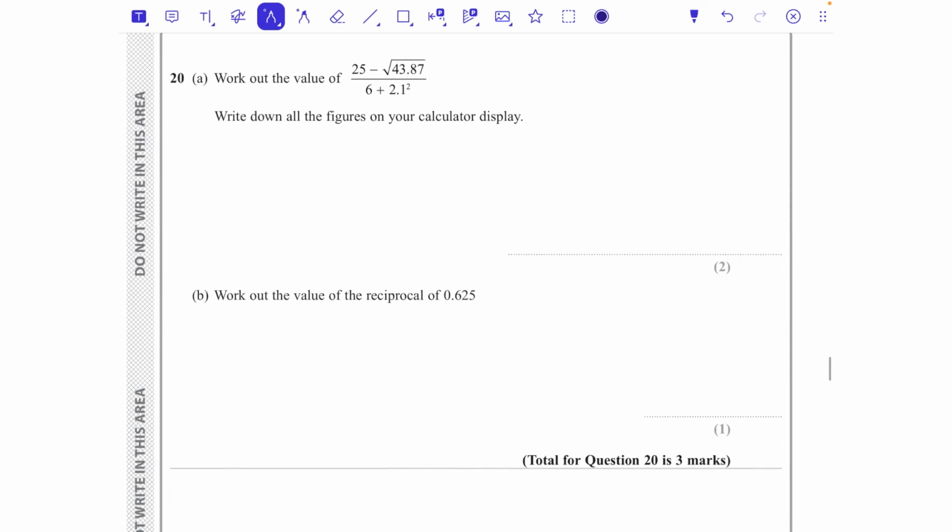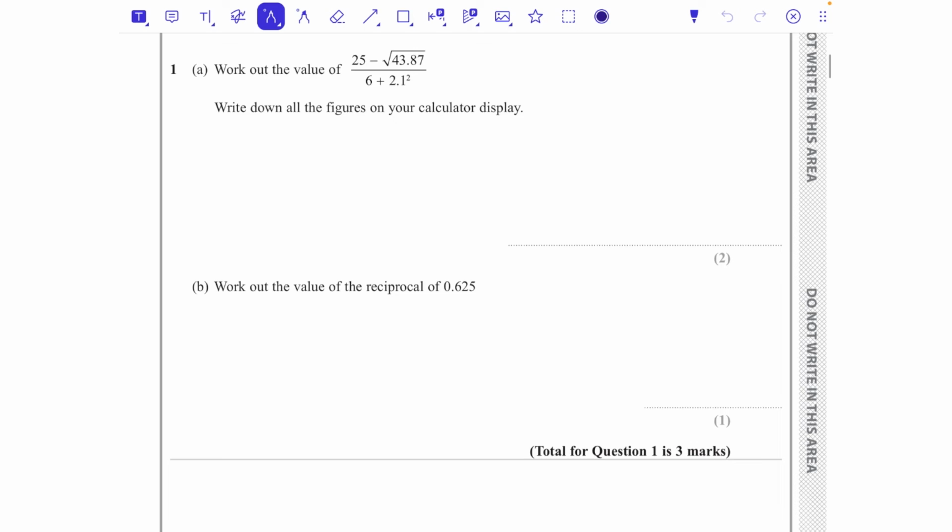Question number 20, and this is calculator use. So we're going to work out the value of 25 minus root 43.87 all over 6 add 2.1 squared. Now the first thing you want to do is use your calculator and use that fraction button. So that's the first button you want to be pressing, and then we're going to type in just as it is. So fraction button on the numerator, 25 minus the square root of 43.87 all over 6 add 2.1 squared.